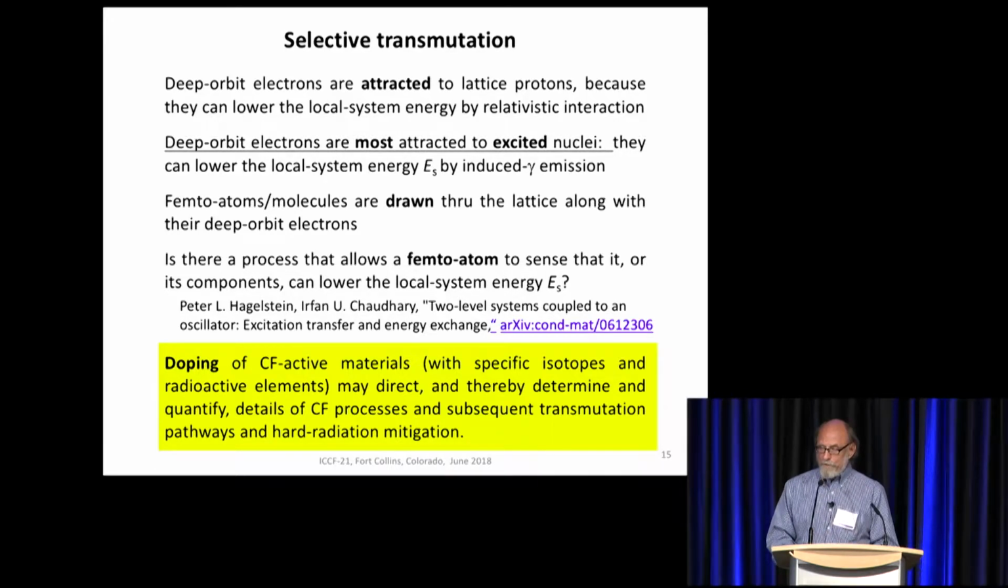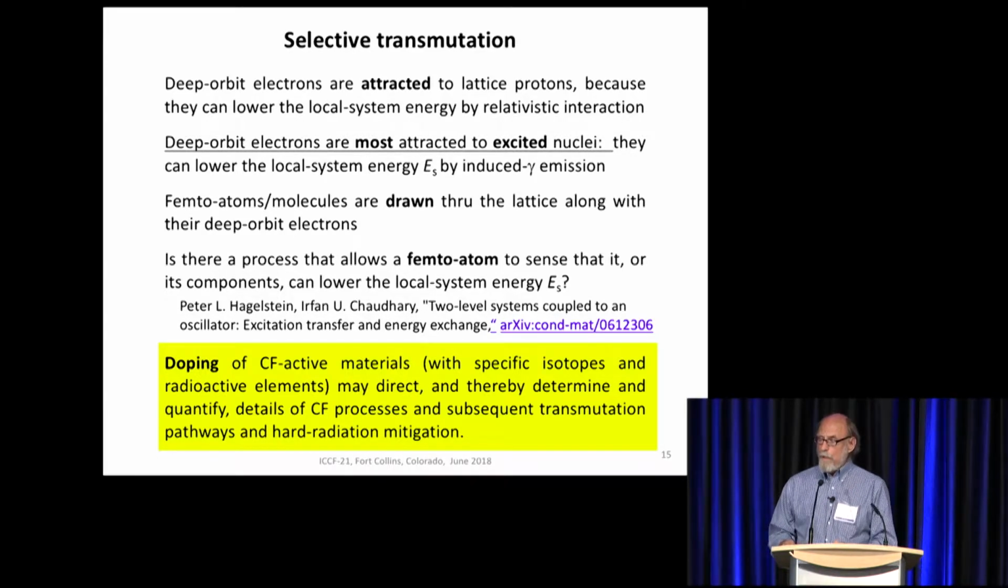So then the question comes up: is there a physical process that can allow the femto-atom to sense the presence of an excited or unstable nucleus? And this goes back to something that when I first met Peter, he was talking about a process that actually pertains. I'm excited to close the loop, and he still is working on things that fit this area. But to test this model, if it is correct, we are able to dope an active cold fusion experiment and see the specific consequences in terms of the transmutation products.